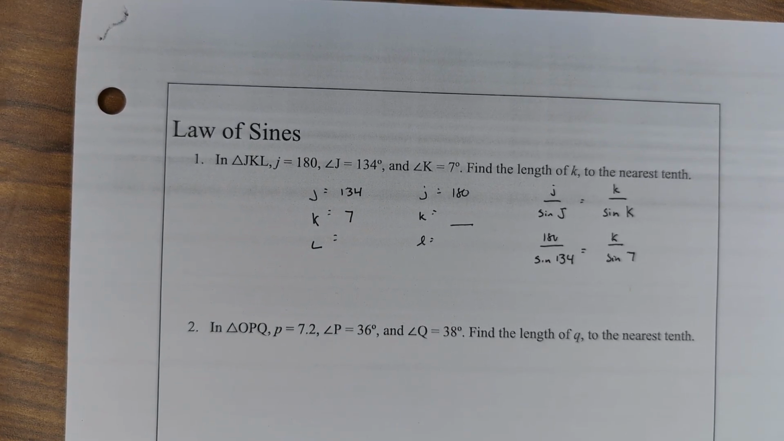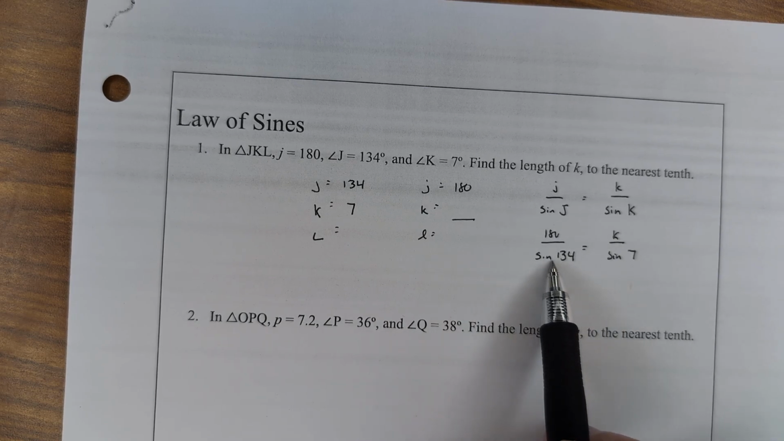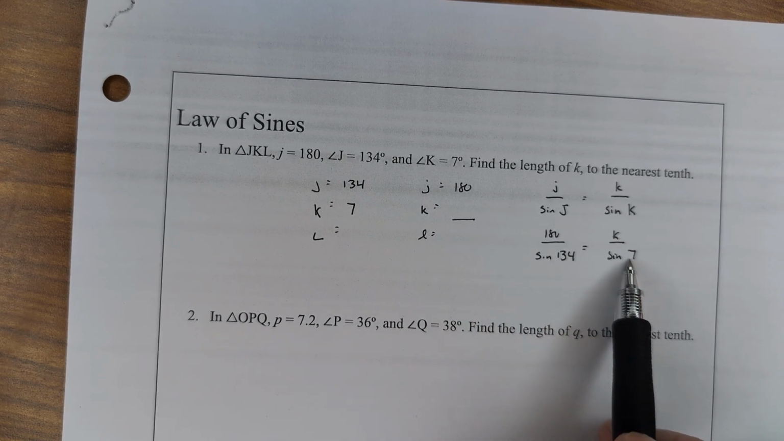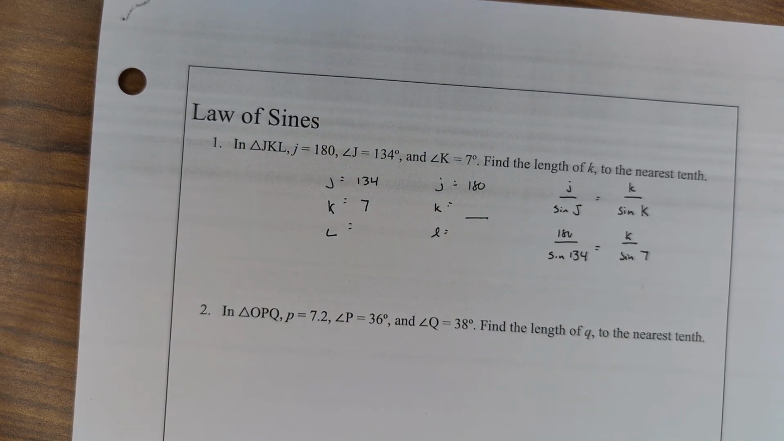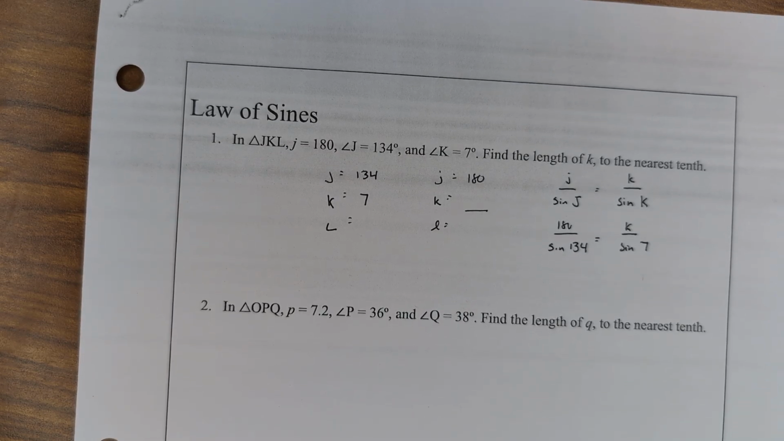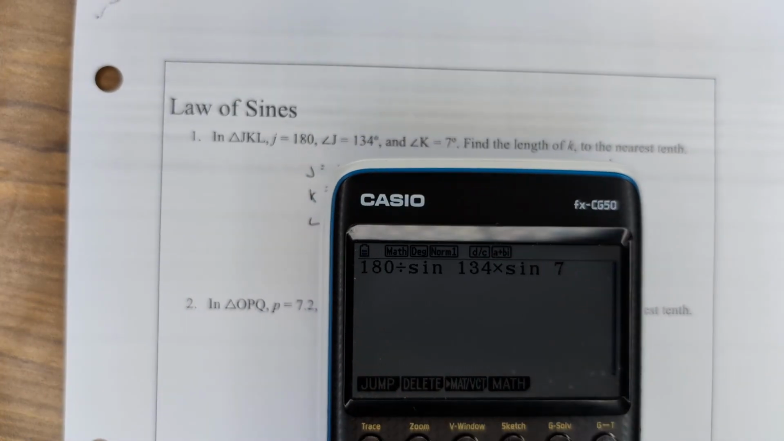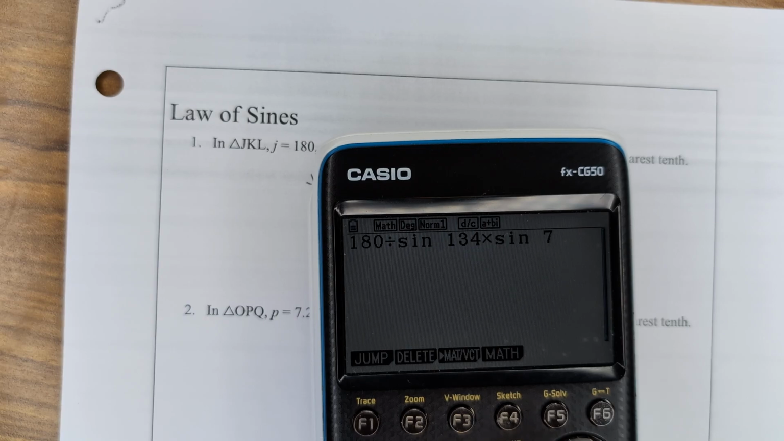Now we can do this all at once in our calculator because this is division then multiply across. So 180 divided by sine 134 times the sine of 7 will give us our answer instead of working out a bunch of intermediate steps. So 180 divided by sine 134 times sine 7. So this is what it would look like if it shows up on the screen.